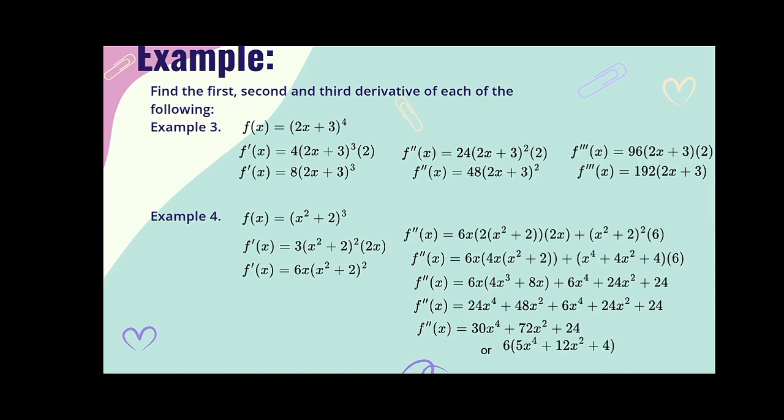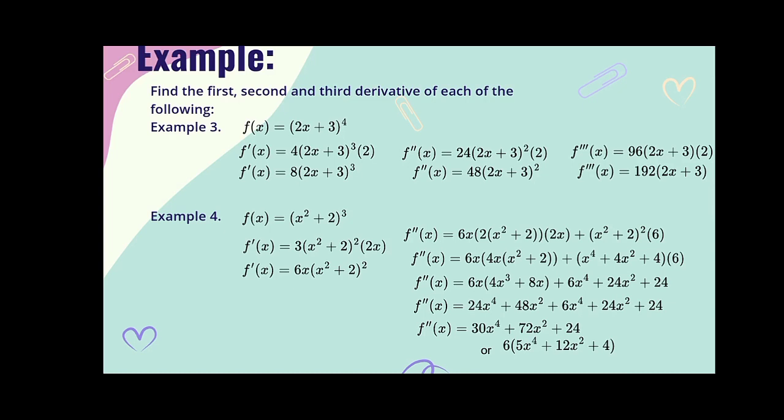Now we will simplify it because there is a common factor, which is 6. We will simplify it by 6 times the quantity of 5x raised to 4. Why 5? Because 30 divided by 6 is equal to 5. Then copy the x raised to 4. Then 72 divided by 6 is 12, so copy 12x raised to 2 plus 4, because 24 divided by 6 is 4.